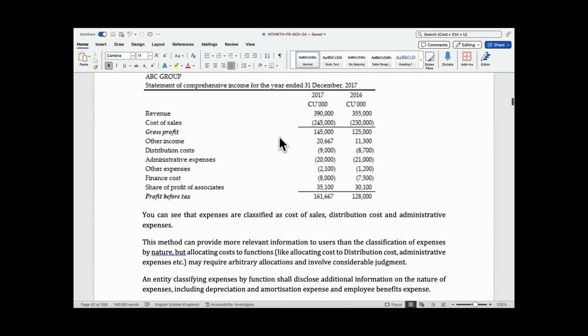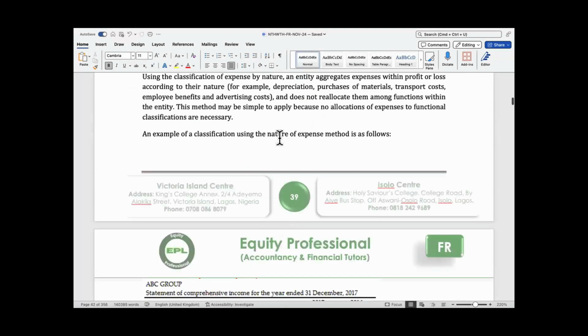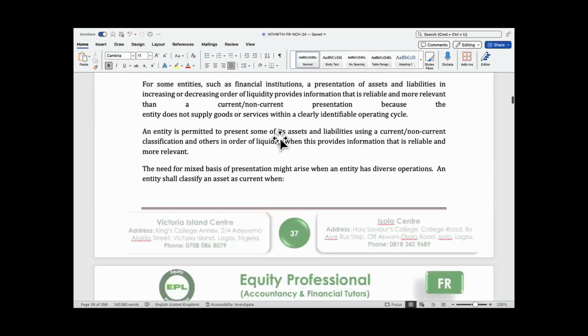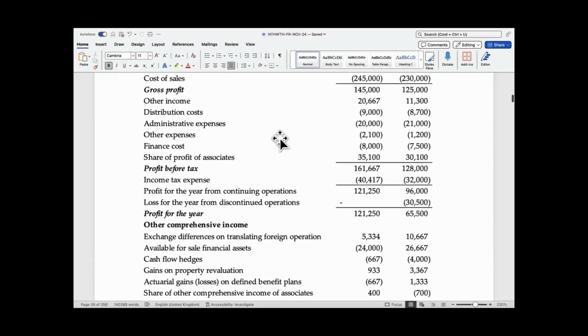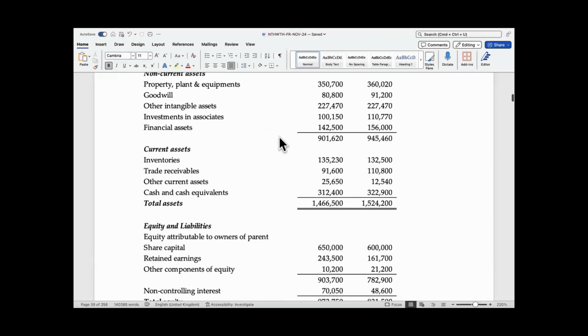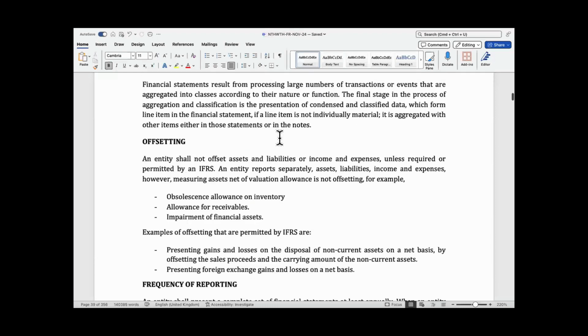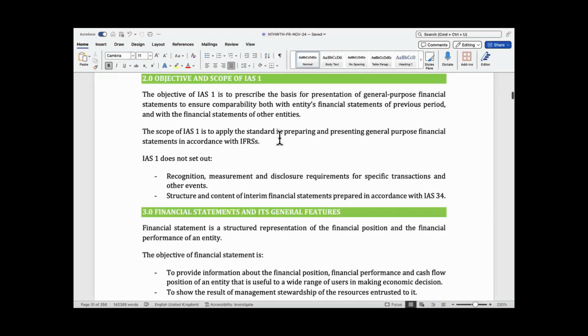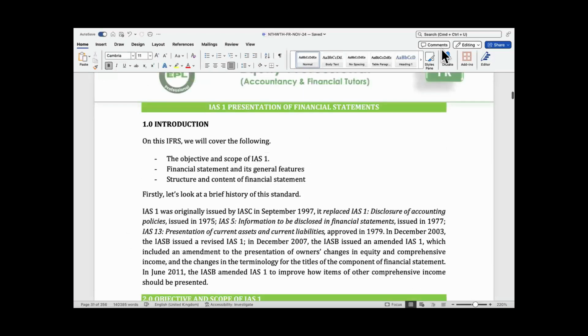I'll continue with my part on financial reporting today with a fresh topic. Today, we are going to be looking at IAS 1 on presentation of financial statements.